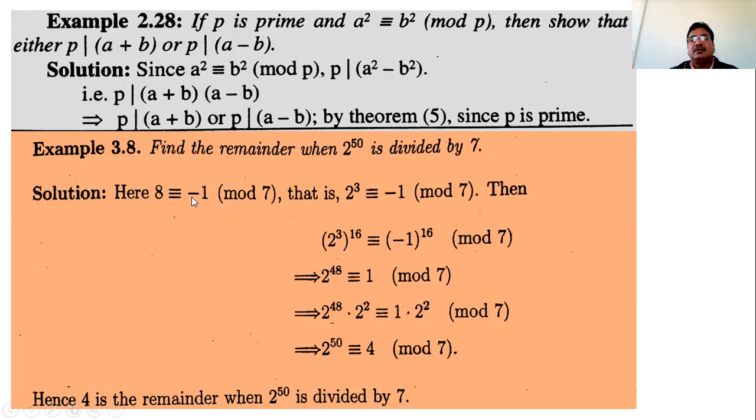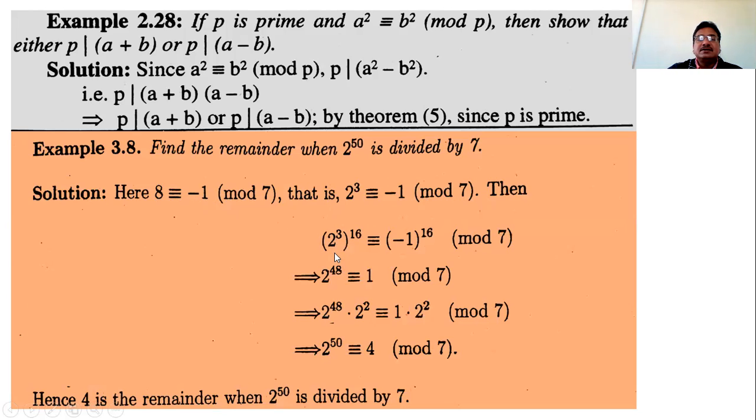Here, write plus 1, because 8 minus 1 is 7. So write here plus 1. So 8 is congruent to plus 1 modulo 7. Right here, 8 is congruent to plus 1 modulo 7. Then taking 8 as 2 raised to 3, it is congruent to 1 modulo 7.